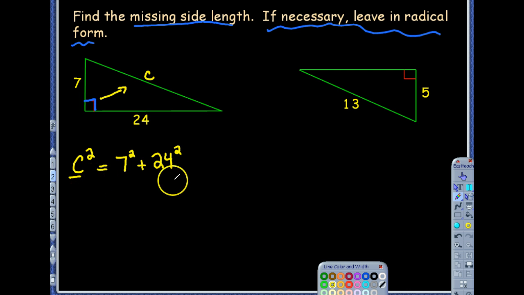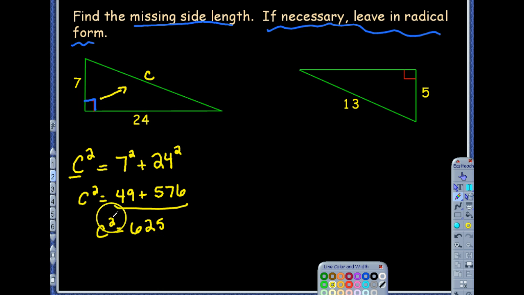All right, so if we go ahead and do a little math here, we know that C squared is equal to 49 plus 576. Combine some like terms. We have our C squared would equal 625. And to get C by itself, we know we're going to take the square root. Now, technically, you get C is equal to plus or minus, because we had a quadratic equation. Plus or minus what? 25.